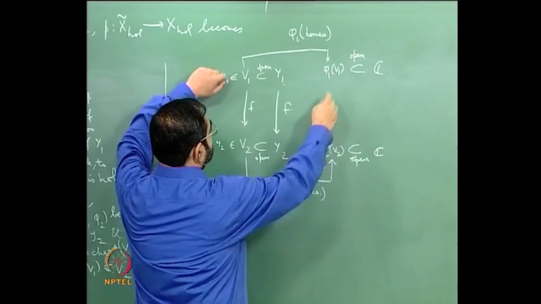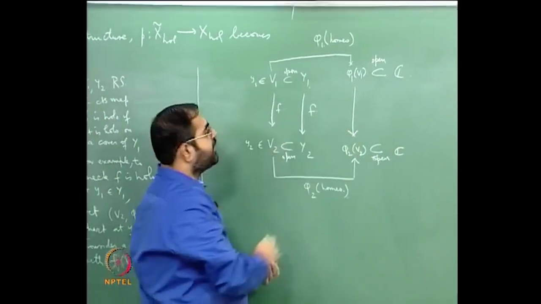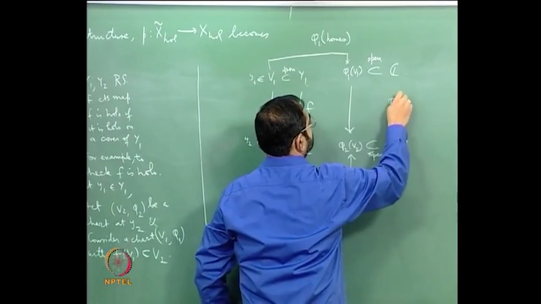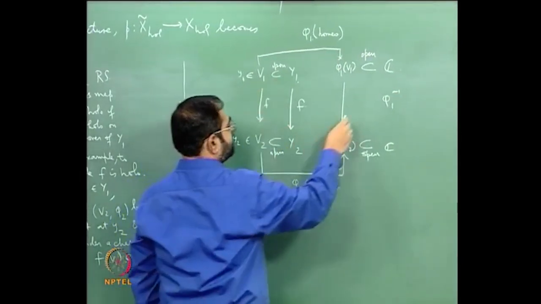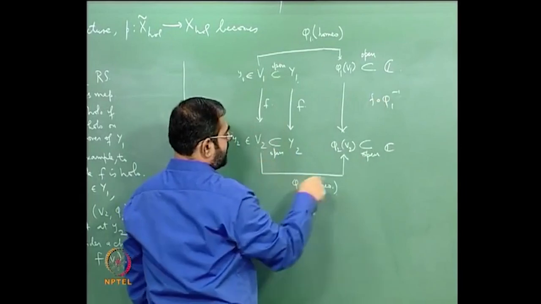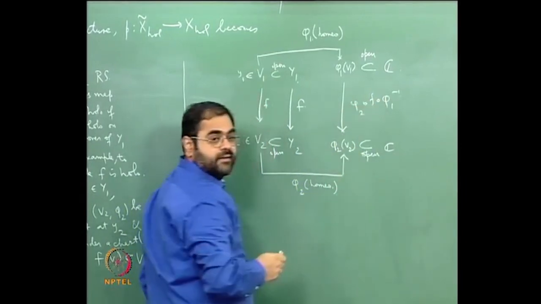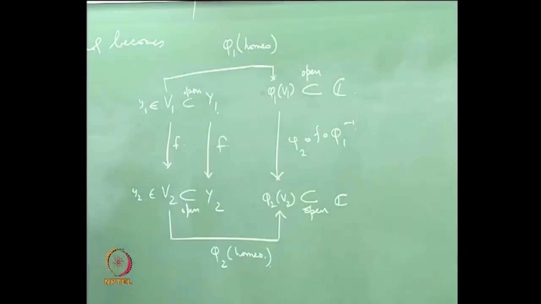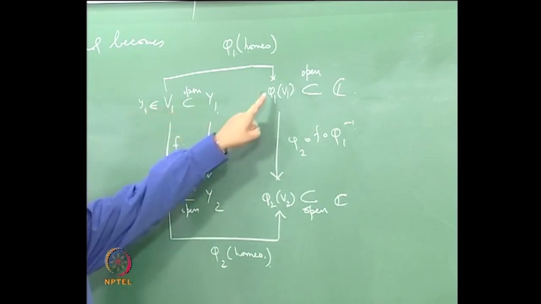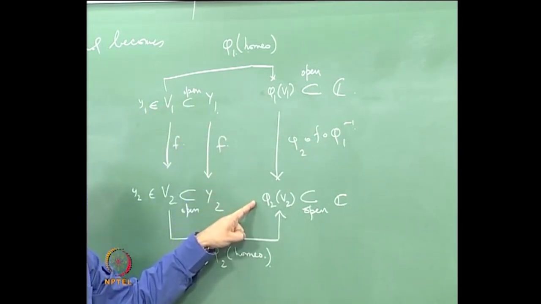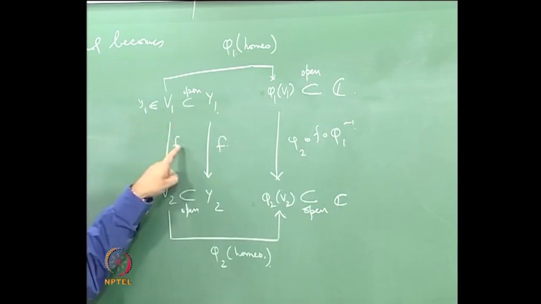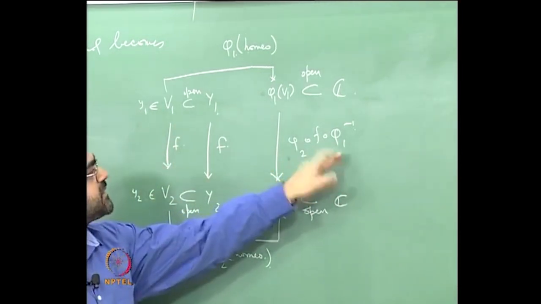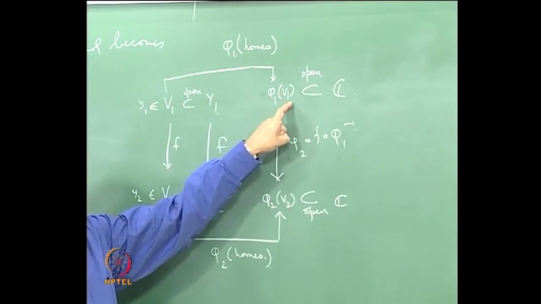Now what you do is you apply phi1 inverse, then apply f, and then apply phi2. This will give me a function from an open subset of the complex plane to another open subset of the complex plane, and all I have to do is check that this function is holomorphic. If I want to check f restricted to V1 is holomorphic, I have to check that this function is holomorphic. That is the definition. And if I want to check f is holomorphic at y1, I have to check that this function is holomorphic at the point that y1 goes to here.